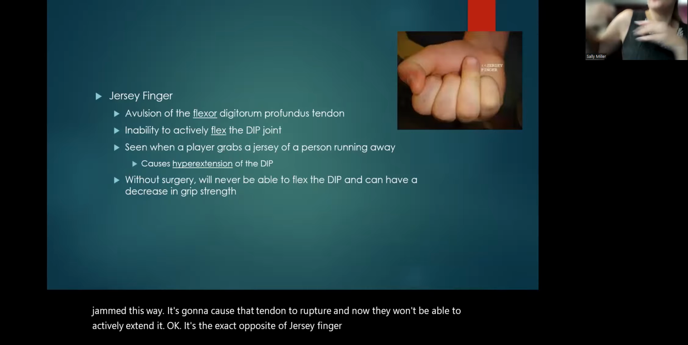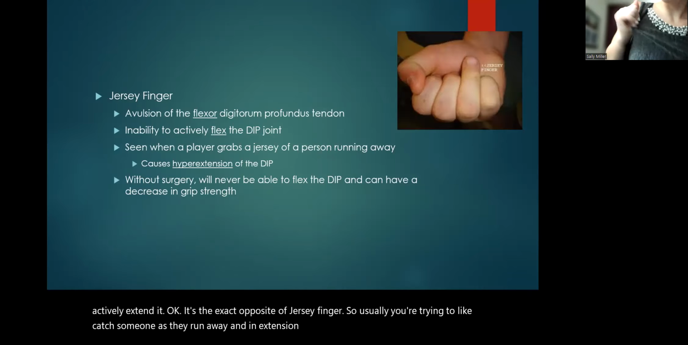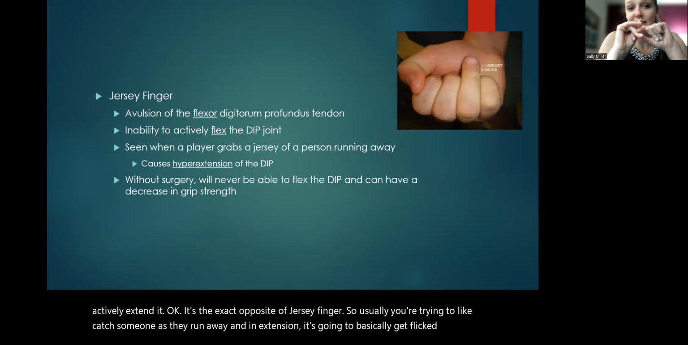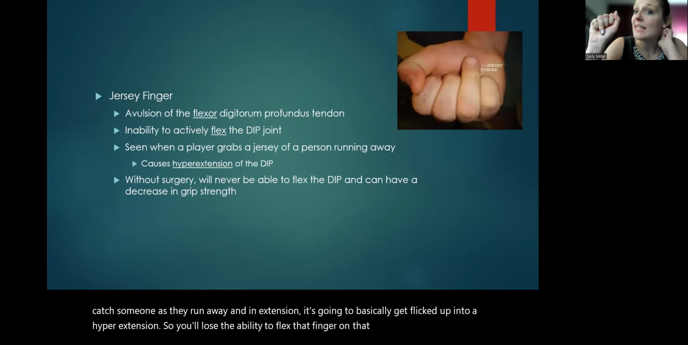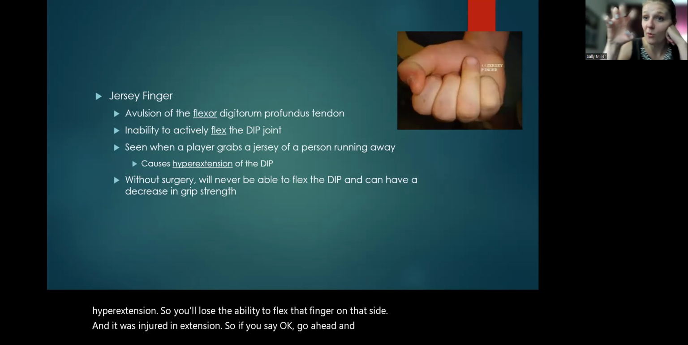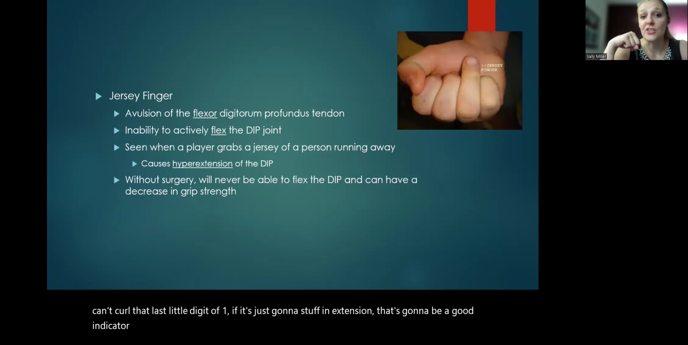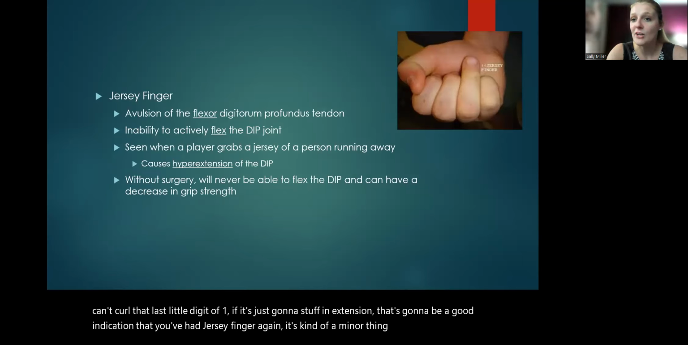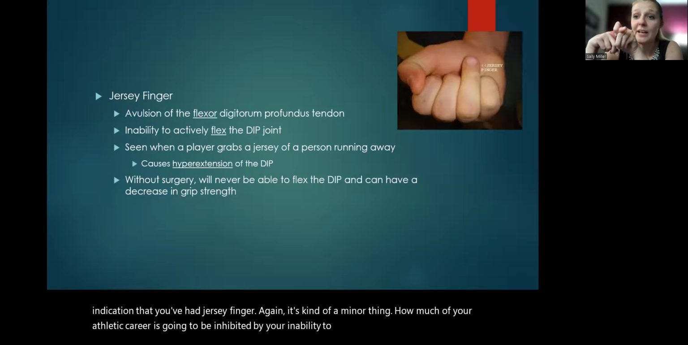So usually you're trying to like catch someone as they run away, and in extension, it's going to basically get flicked up into a hyperextension. So you'll lose the ability to flex that finger on that side, and it was injured in extension. So if you say, okay, go ahead and curl all your fingers, well, if you can't curl that last little digit, if it's just stuck in extension, that's going to be a good indication that you've had jersey finger. Again, it's kind of a minor thing how much of your athletic career is going to be inhibited by your inability to move that last little bit of your finger.